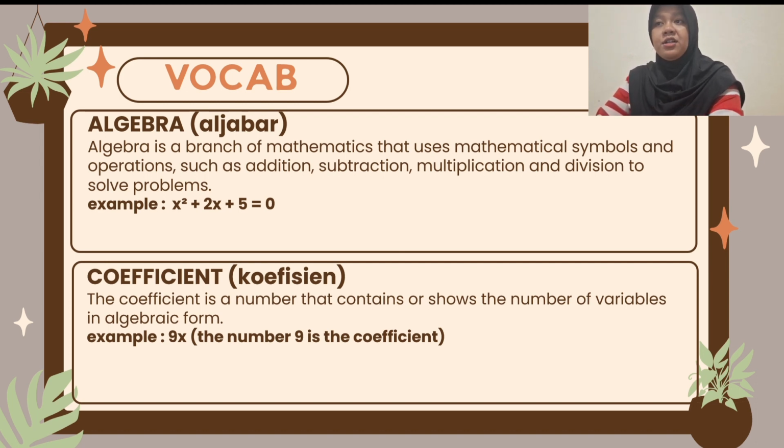Next is coefficient, or in bahasa we say koefisien. The coefficient is a number that shows the number of variables in algebraic form. Example, 9x, the number 9 is the coefficient.